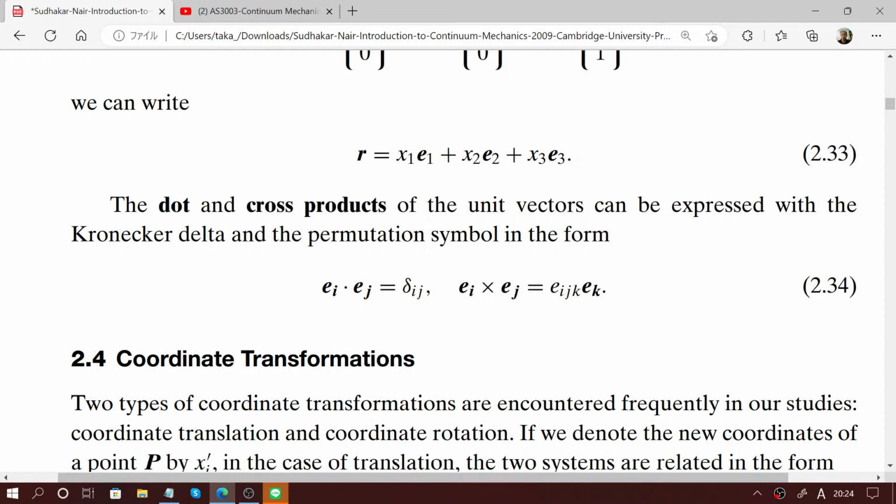The dot and cross product of the unit vectors can be expressed with the Kronecker delta and permutation symbol in the form like this. How do we prove it?